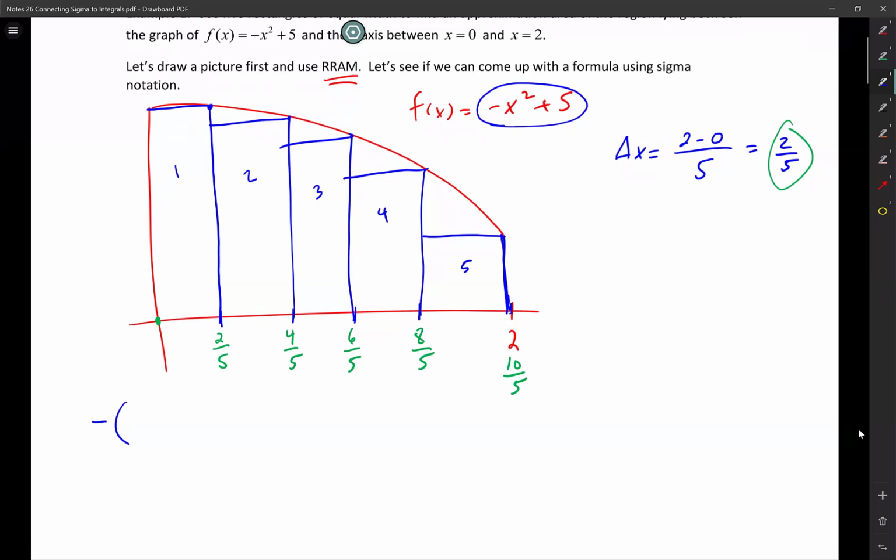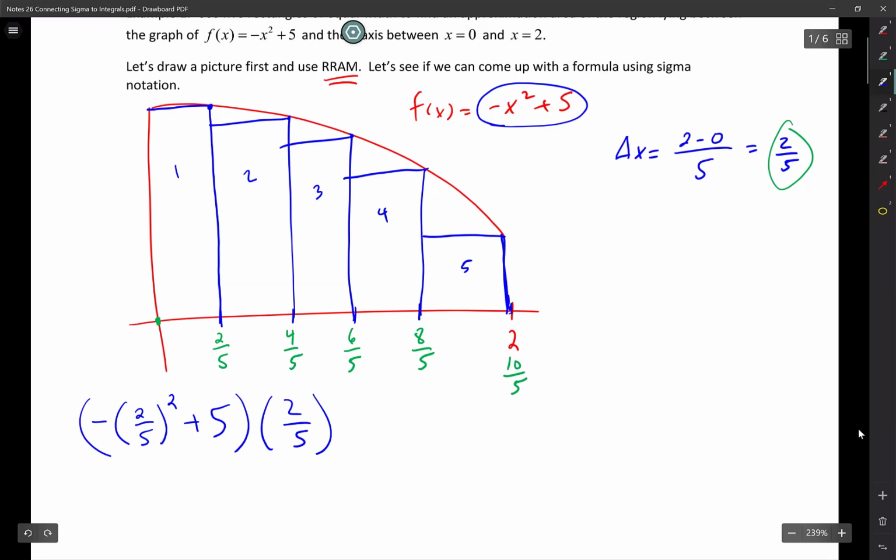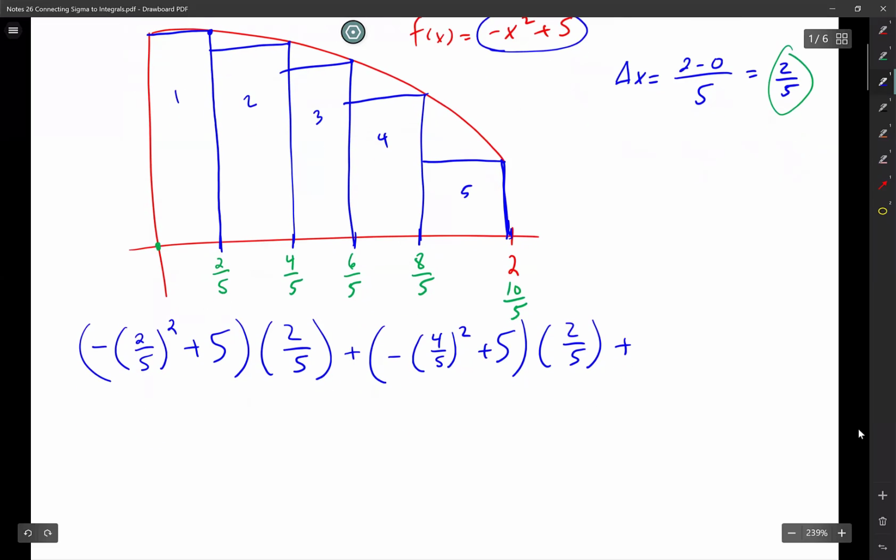So here we go. I'm going to write my x value, which is 2/5. I'm going to square that, and I'm going to add 5. And whatever that is times 2/5. That's the area of the first rectangle. Plus, I'm doing the same thing, guys. 4/5 squared plus 5 times 2/5. That's the area of the second rectangle. Keep going. You guys already know what I'm doing now, I hope.